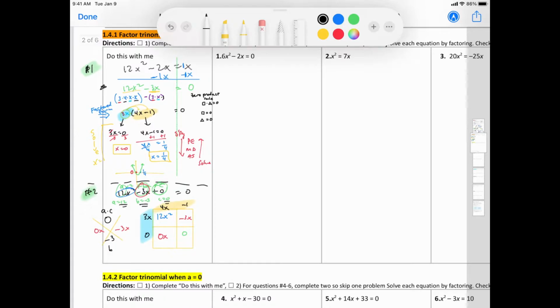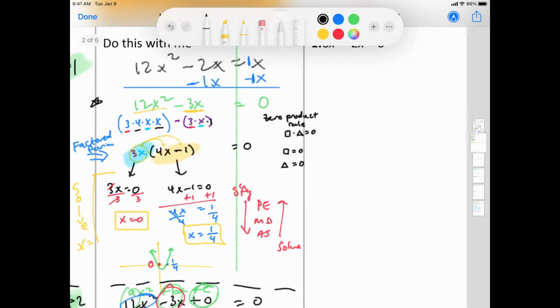And what does it mean to check your answer? You could put in 0 in here. Let's put in a number, x equals 0. You could put it here, here, and here. So 0 squared is 0, 0 times 12 is 0, 0 minus -2 times 0 is 0, so 0 equals 0. That works.